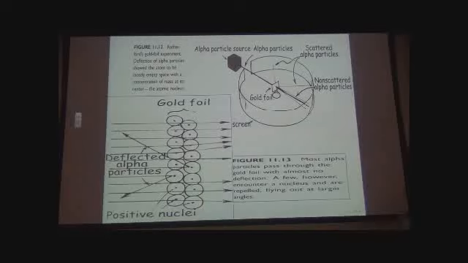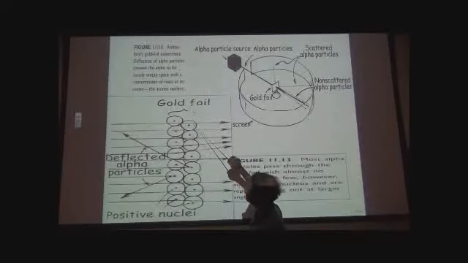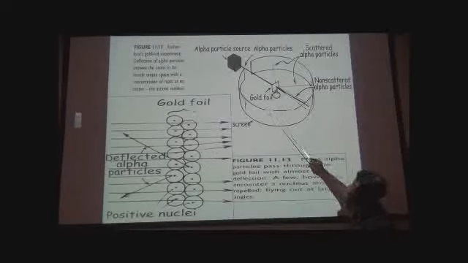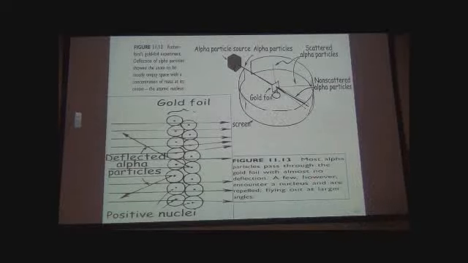Finally, what ended up winning was this model, which said basically that here's the atom, and 99.99% of the mass is concentrated in a very tiny little dot at the center of the atom. That dot is what we call the nucleus. How this was discovered was through this experiment.